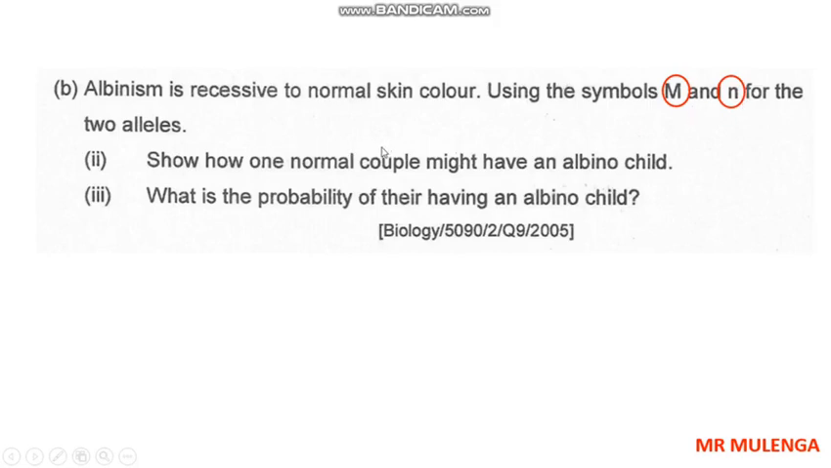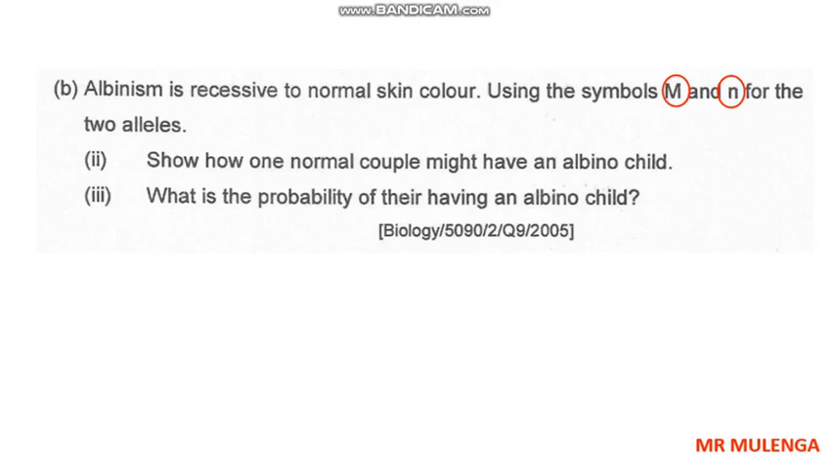So here we need to understand what albinism is. Albinism is just a condition in which a person has little or no production of the pigment melanin. This pigment melanin is able to determine the color of the skin, hair color, and the color of the eyes. So if this pigment is lacking in an organism, a person is going to become an albino. So this is why I'm saying albinism is inherited.